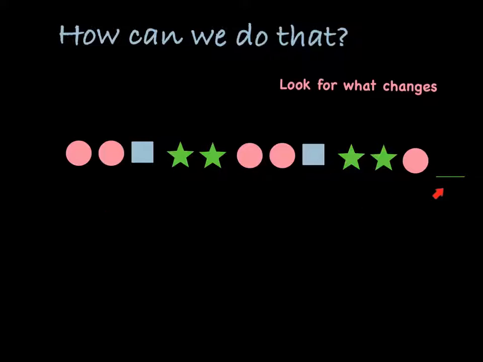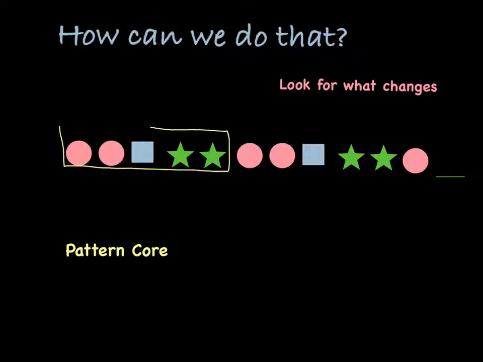So here we have a sequence of geometric shapes. What we're going to look for is the pattern core. The pattern core is the shapes that continue before the sequence starts to repeat itself. So here I have 2 red circles, then 1 blue square, then 2 green stars, and then I begin again with 2 red circles, 1 blue square, and 2 green stars. So I can deduce that this is the pattern core because this is where it begins to repeat itself.